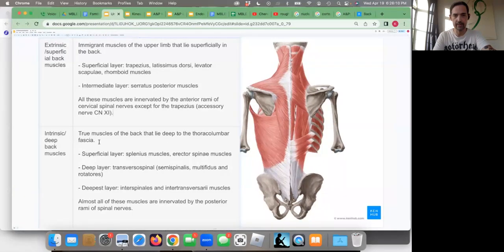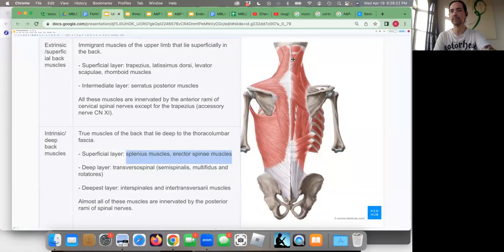Okay, and then the deeper intrinsic muscles, we'll go over these again. I just want to listen for you one more time. It's the splenius muscles: splenius capitis and splenius cervicis. You can see part of the splenius capitis here. Splenius cervicis is deeper inside. Capitis, capo meaning cap or head, cervicis meaning cervical.